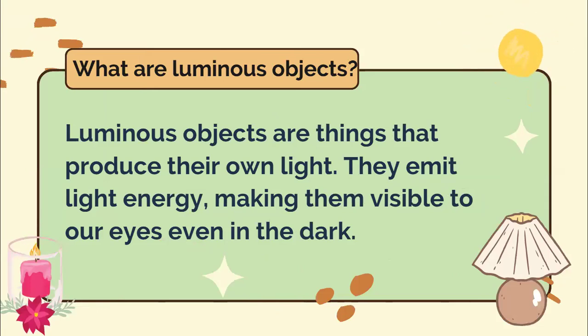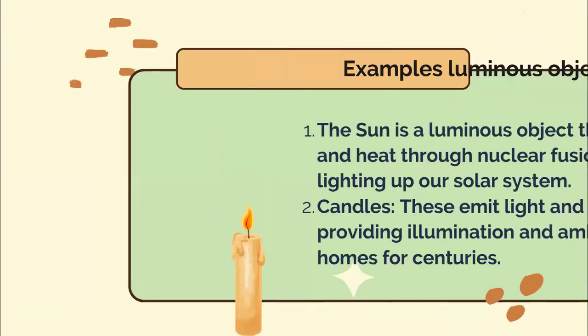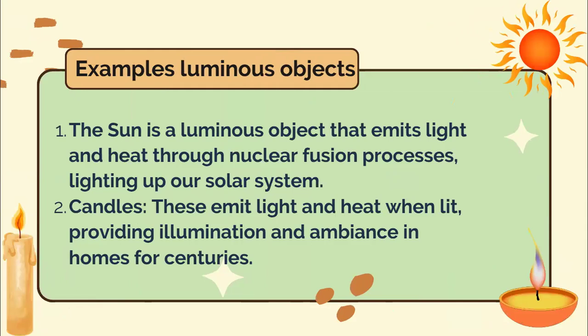Luminous objects. Now, what are luminous objects? Luminous objects only mean one thing. Luminous objects produce their own light and make things visible to our eyes even in the dark. So, some examples of luminous objects are sun.